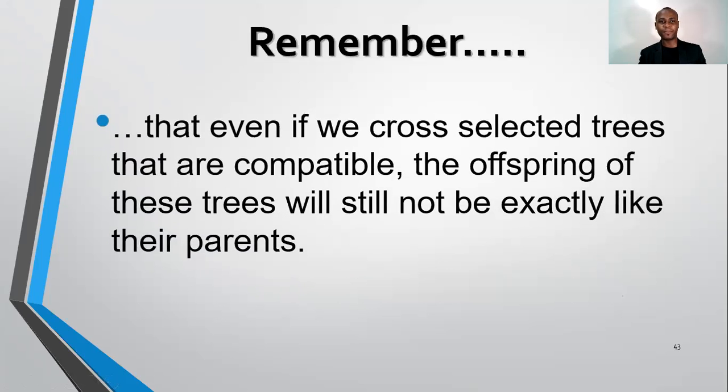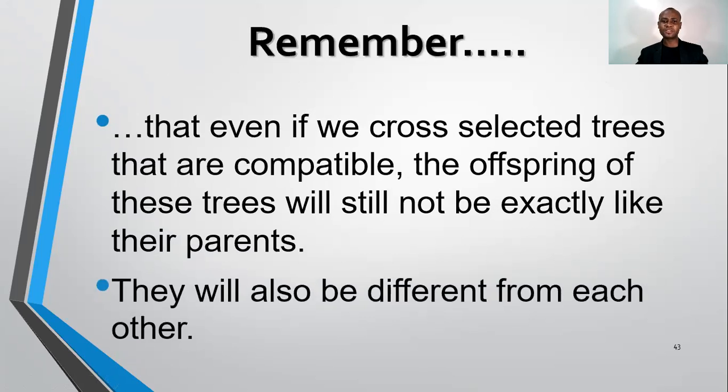So you need to remember that even if we cross-select trees that are compatible, the offsprings of these trees will still not be exactly like their parents. That's what I mentioned earlier. They might also be different from each other. So you need to note this.